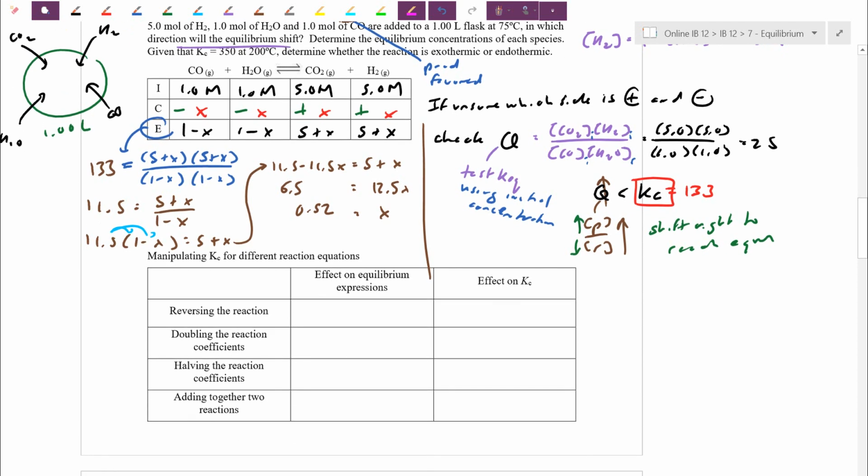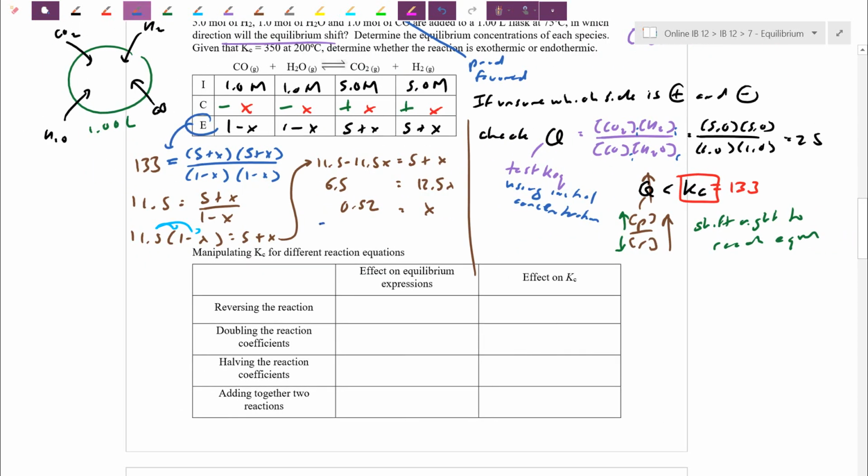When we reread the question, we can say the concentration of CO at equilibrium is equal to the concentration of water at equilibrium. We had to place the 1 minus x there. 1 minus 0.52 says the concentrations are 0.48 for those two chemicals. For the CO2 and the water, the CO2 at equilibrium is going to be matched up with the water at equilibrium. That's actually going to be a 5 plus x. The x we found is 0.52, so therefore 5.5 molar is our answer.